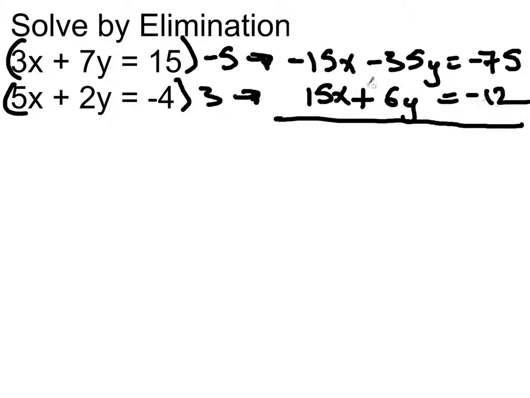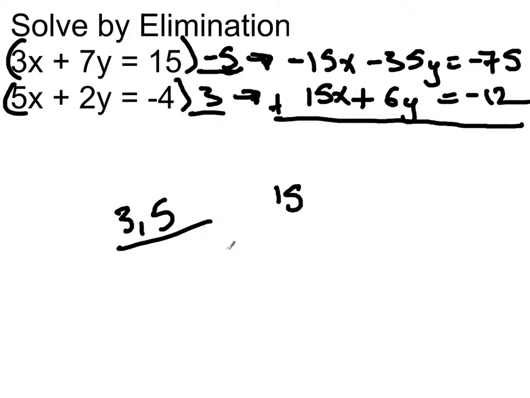Okay, you can see now that negative 15x plus 15x, when we add these two equations together, is going to go away. It's going to disappear. That's why I picked the numbers negative 5 and 3, because I knew that negative 5 was going to give me negative 15x and 3 was going to give me 15x. So what you're looking for, this number 15, is the least common multiple of 3 and 5. It's the first thing that 3 and 5 both divide into evenly. So that's what you're going to want to look for with the coefficients: the least common multiple.